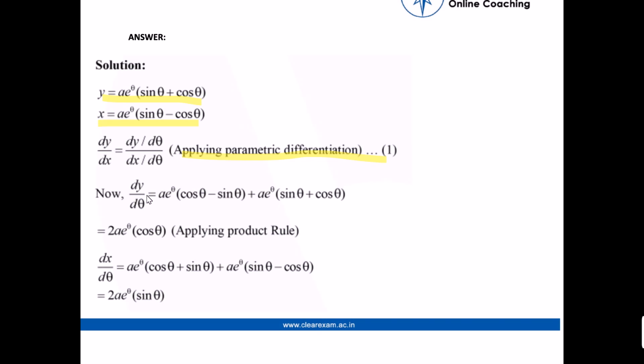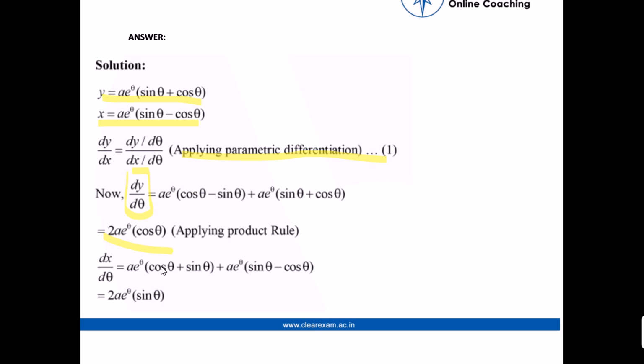Now dy by d theta equals a e to the power theta (cos theta minus sin theta) plus a e to the power theta (sin theta plus cos theta). Applying the product rule and taking common factors out, we get 2a e to the power theta cos theta. So this is the value of dy by d theta that we get.